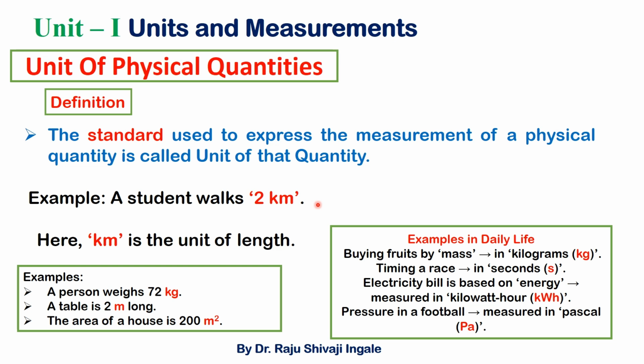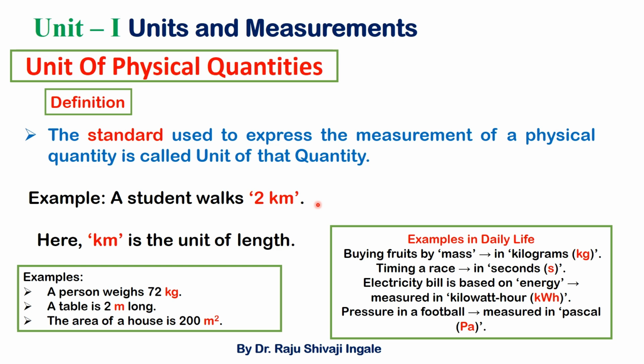For example, a student walks 2 kilometers. 2 is the magnitude, kilometer is the unit. A person weighs 72 kg. Kg is a unit. A table is 2 meter long. Meter is a unit. The area of a house is 200 meter square. Meter square again is a unit. That means the standard we use to express the measurement of a physical quantity is known as the unit of that physical quantity.